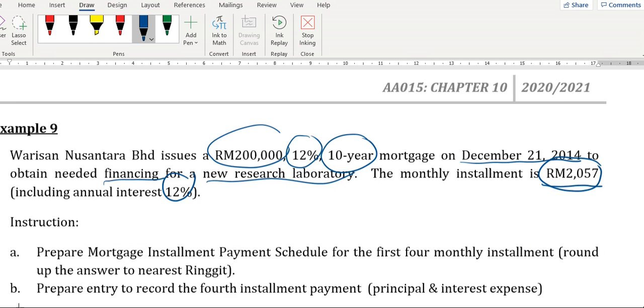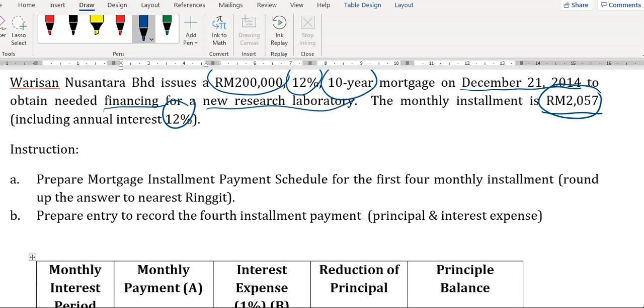So how do we go about with the payments? You need to segregate the interest expense and the principal you are paying every month, because from this 2,057 ringgit you are actually paying for two things. You are paying for the principal, and at the same time you are paying for the interest also. So we need to know how much you are paying for the principal and how much for the interest. First thing, you need to prepare an installment payment schedule.